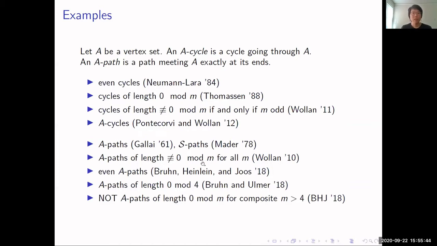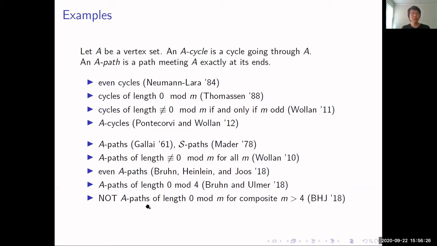But let's look at A-paths with other constraints. If you give me any positive integer m, even or odd, doesn't matter here, then A-paths of length not congruent to 0 mod m satisfy the Erdős-Pósa property. That was shown by Wollan. A-paths of even length satisfy the property. And A-paths of length 0 mod 4 satisfy the property. This is particularly interesting because for any composite number m not equal to 4, Bruhn, Huynh, and Joos showed that A-paths of length 0 mod m do not satisfy the property, but for 4, it does.